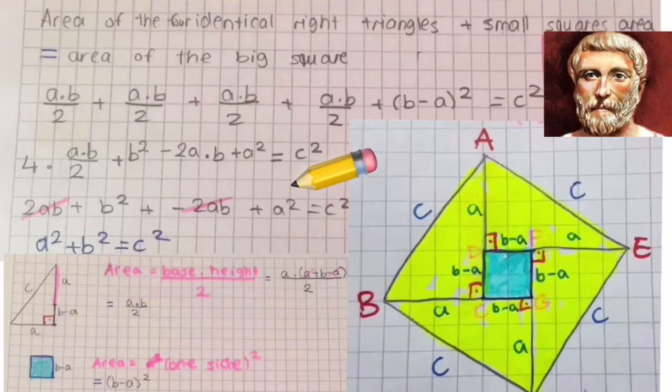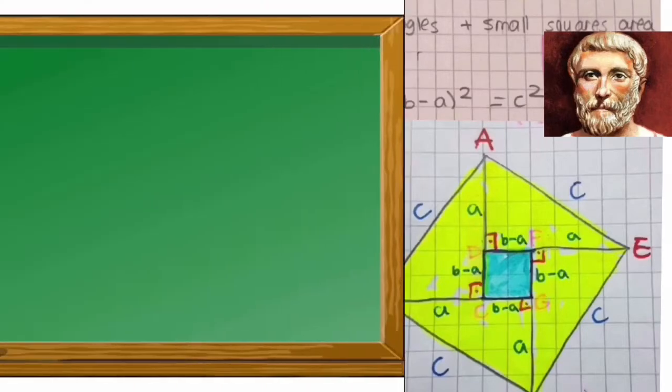When we do the addition, we end up with something like this, but it's not done. We have a cancellation to do. When we cancel minus 2ab and 2ab, we have only this in our hands: a squared plus b squared equals c squared. The proof is done.